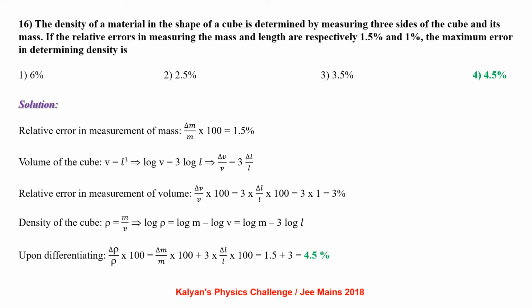Density of the cube rho equals m by V. Log rho equals log m minus log V, that is log m minus 3 log L. So delta rho by rho into 100 equals delta m by m into 100 plus 3 times delta L by L into 100, which comes out to be 4.5%.